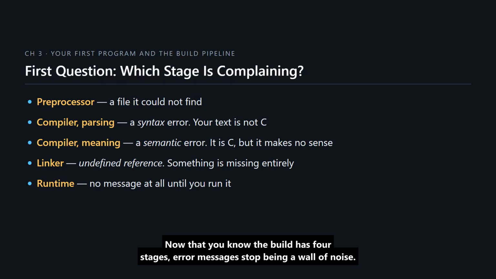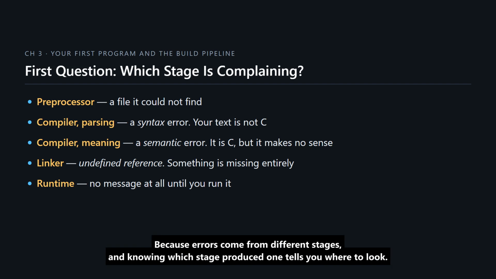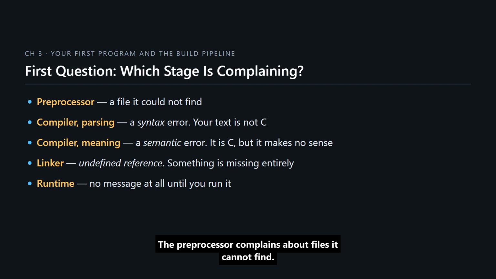Now that you know the build has 4 stages, error messages stop being a wall of noise. Because errors come from different stages, and knowing which stage produced one tells you where to look. The preprocessor complains about files it cannot find.